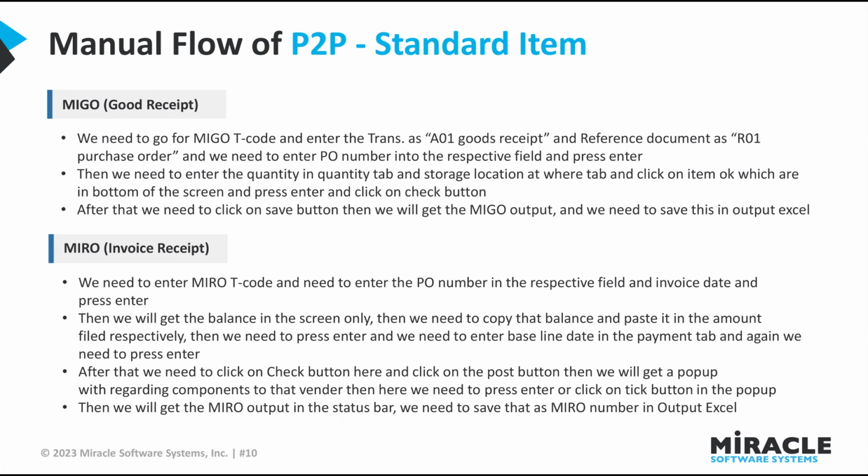Then we get a pop-up regarding components for that vendor. Here we need to press enter or click on the tick button in the pop-up. Then we get the MIRO output in the status bar. We need to save that MIRO number in our output Excel.